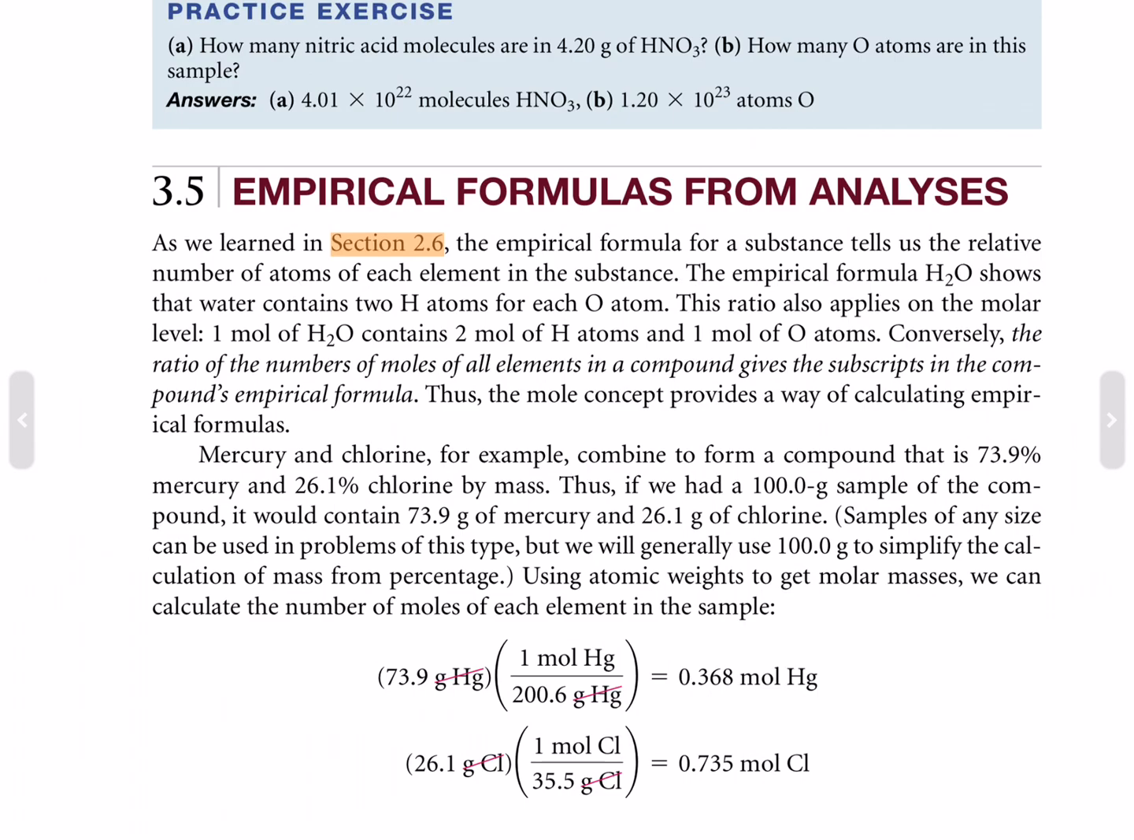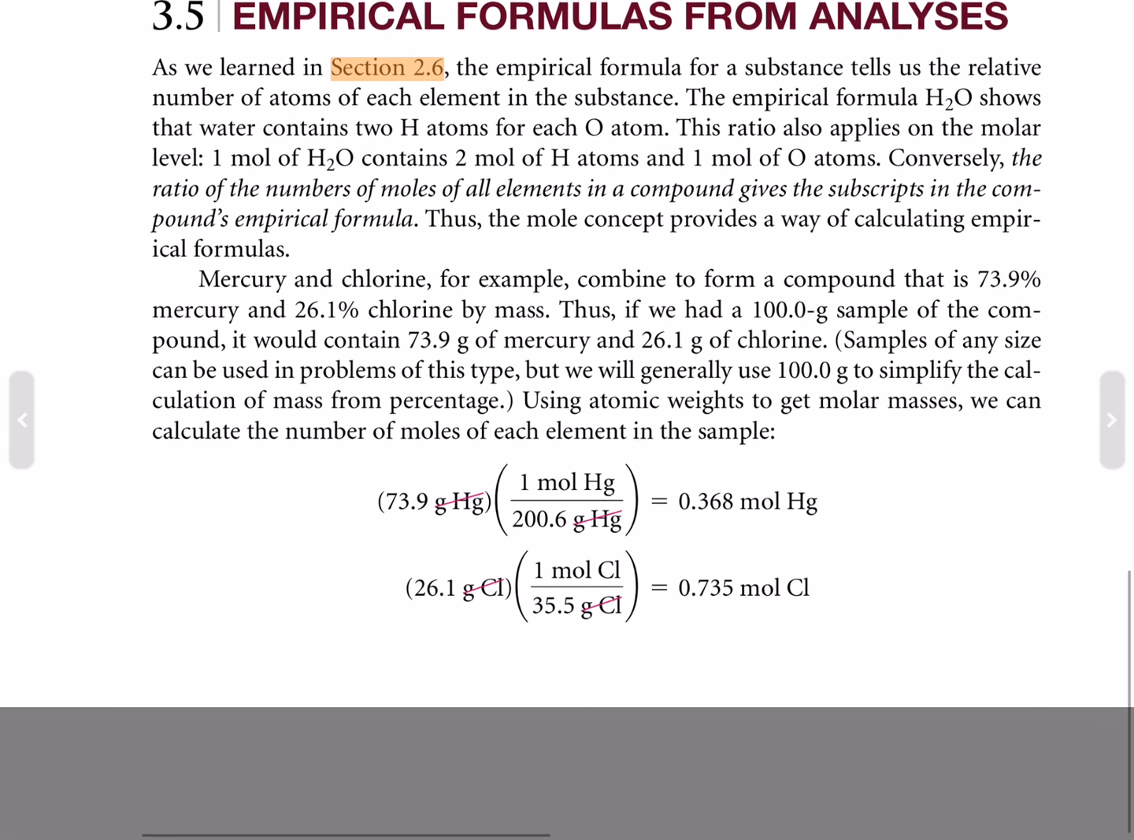Using atomic weights to get molar masses, we can calculate the number of moles of each element in a sample. 73.9 grams with 200.6 grams per mole, grams cancel, gives you 0.368 moles of mercury. 26.1 grams of chlorine at 35.5 grams of chlorine per mole, grams cancel, gives you 0.735 moles of chlorine.